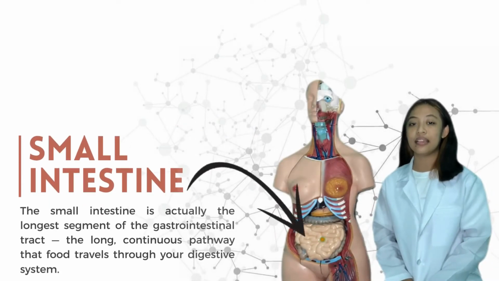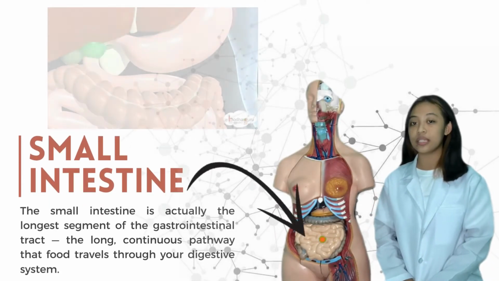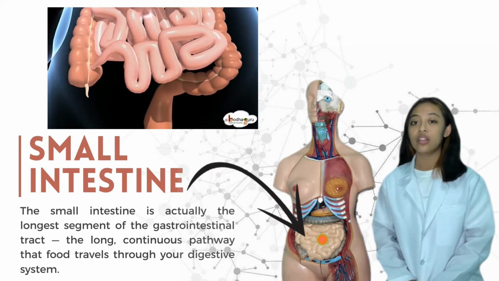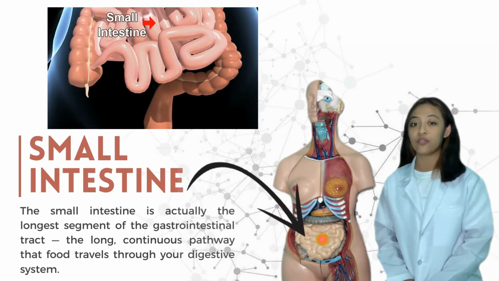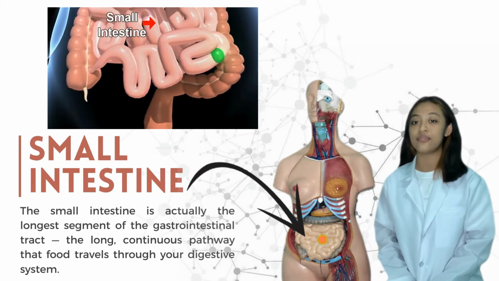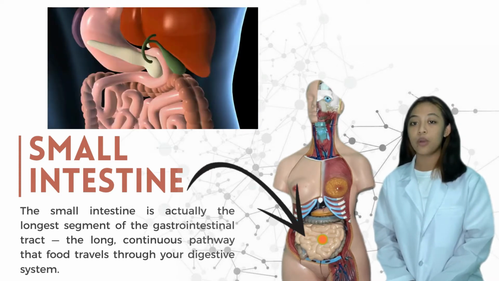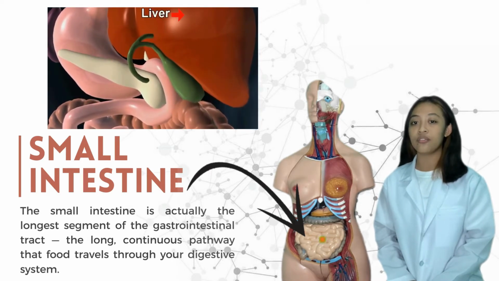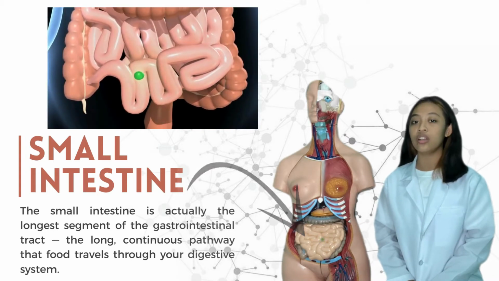Small intestine. The small intestine is actually the longest segment of the gastrointestinal tract, the long, continuous pathway that food travels through your digestive system. In the small intestine, food is broken down into liquids and most of its nutrients are absorbed. The waste is passed onto the large intestine.